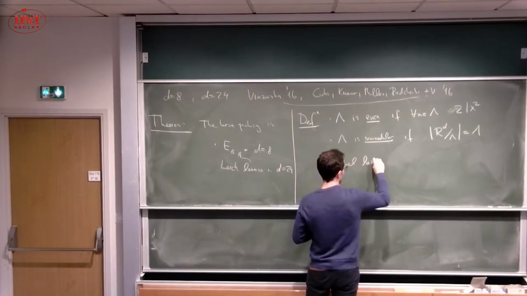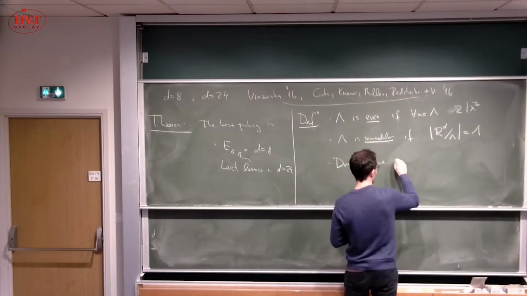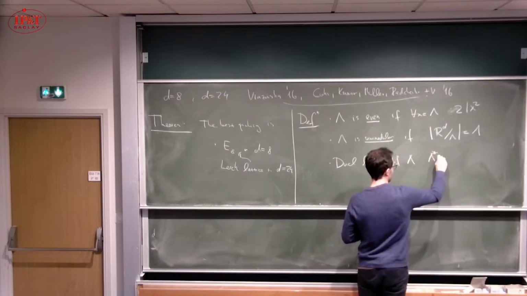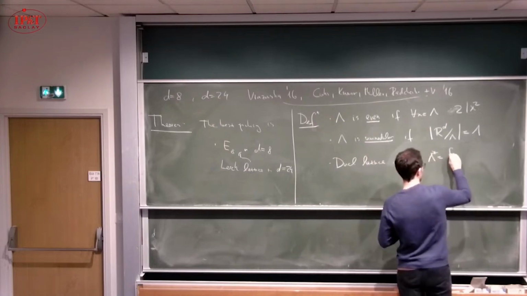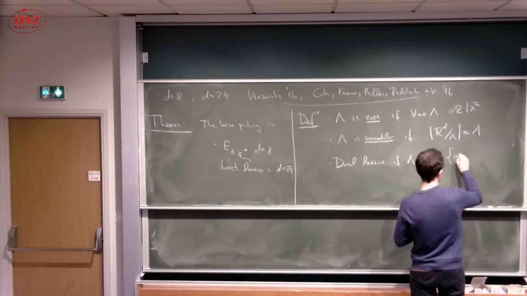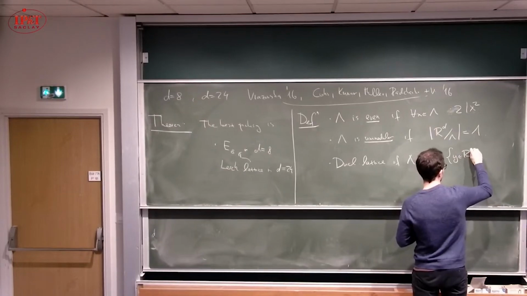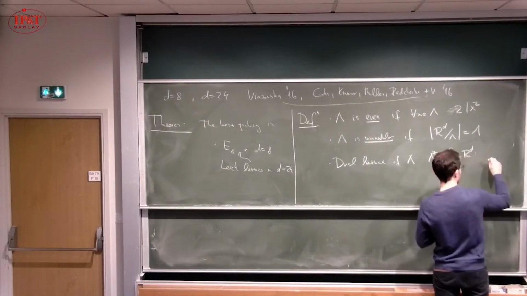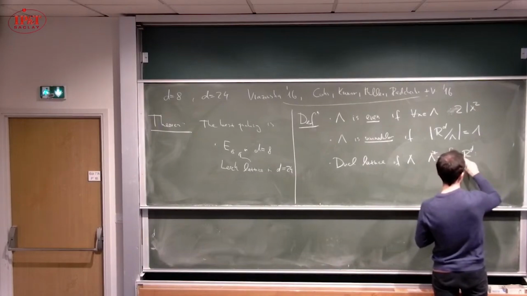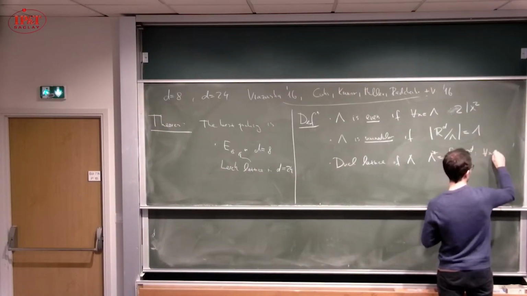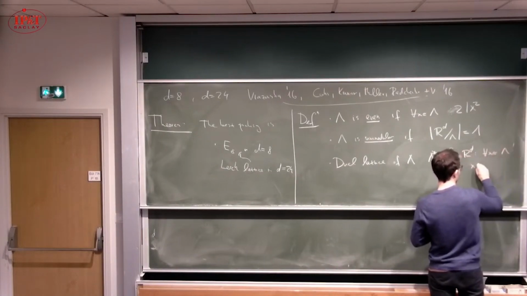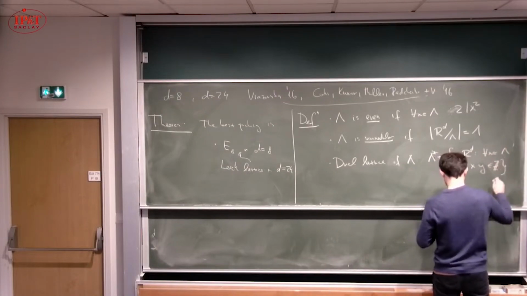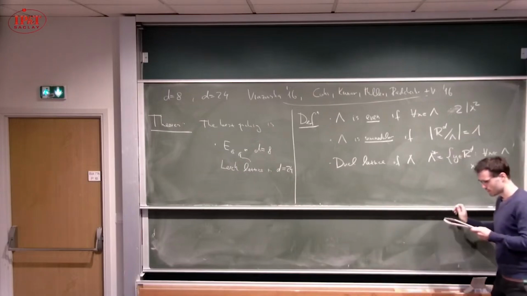The dual lattice of lambda is going to be denoted lambda star, and it's the set of all vectors in R^D which have an integer inner product with all the vectors in lambda. So all the y in R^D such that for all x in lambda, the inner product of x with y is an integer. So that's the dual lattice.